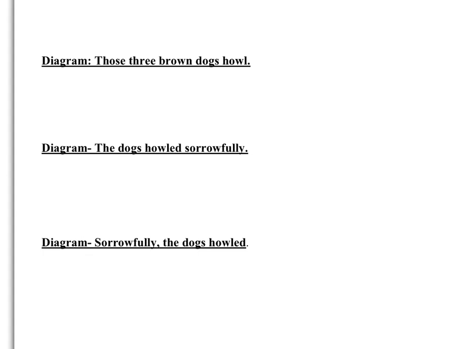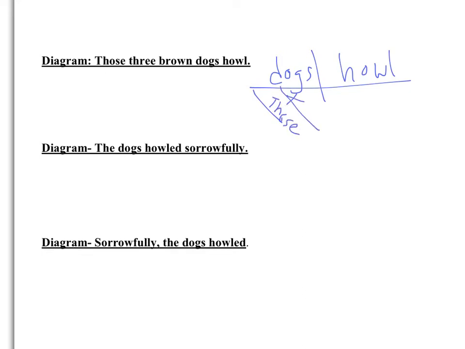Those 3 brown dogs howl. So first let's identify the subject, dogs, and the predicate. What are the subjects doing? Well, they howl. Those describes dogs. Which dogs? Those dogs. Those 3 brown dogs. Notice these are 3 adjectives describing dogs.